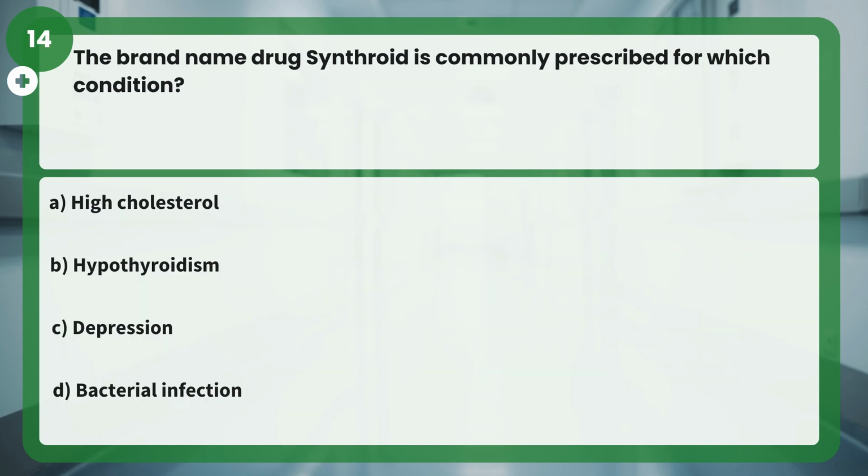Question 14. The brand name drug Synthroid is commonly prescribed for which condition? A. High cholesterol. B. Hypothyroidism. C. Depression. D. Bacterial infection.